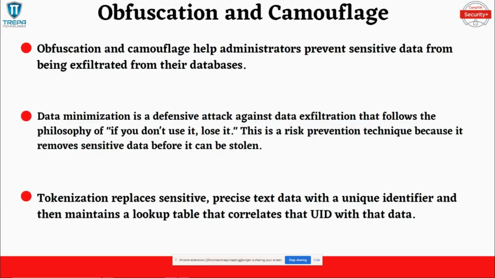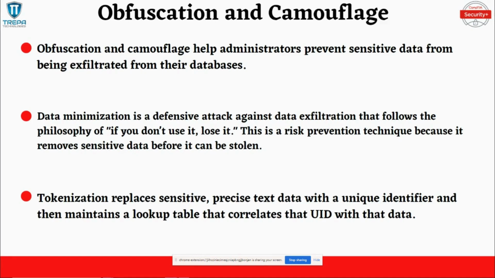The next thing we're going to talk about is obfuscation and camouflage. Obfuscation and camouflage are security concepts, right? These are terms that are going to prevent sensitive data from leaving your network. So what's the implementation of this? Well, the first one we're going to talk about is data minimization. Data minimization is a defensive measure against data exfiltration. Data minimization is a minimalistic concept in IT, where the mantra is, if you don't use it, lose it. So all this is saying is that if there's data on your network that isn't needed, get rid of it.